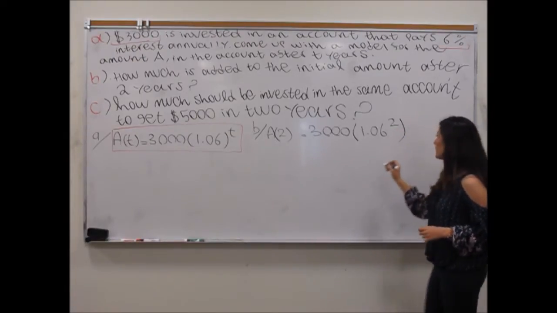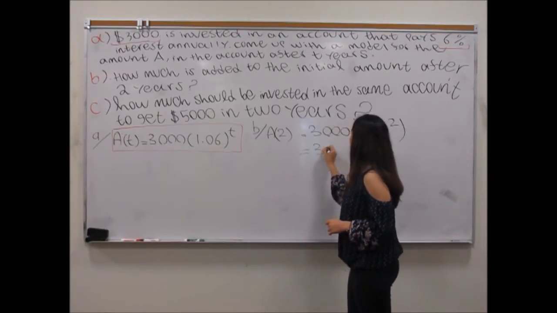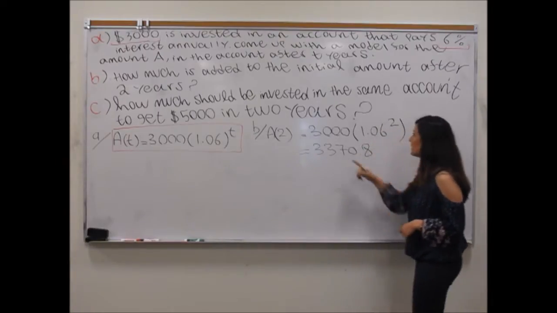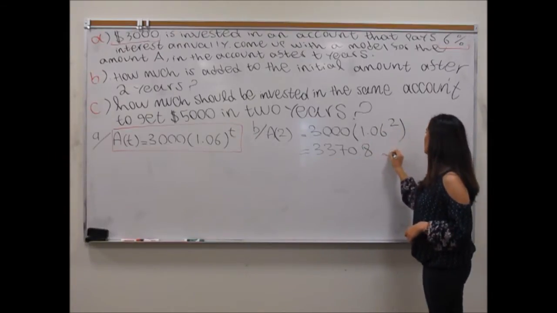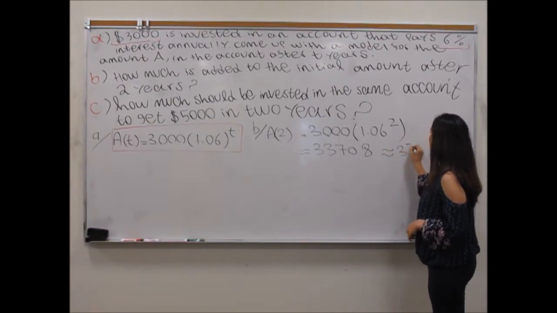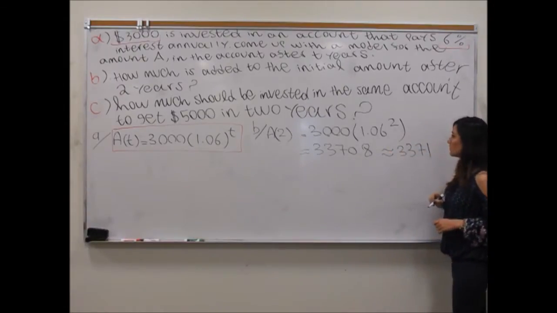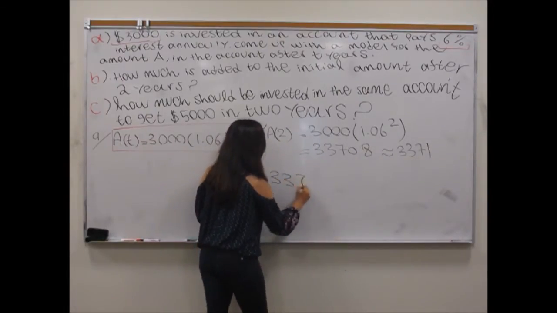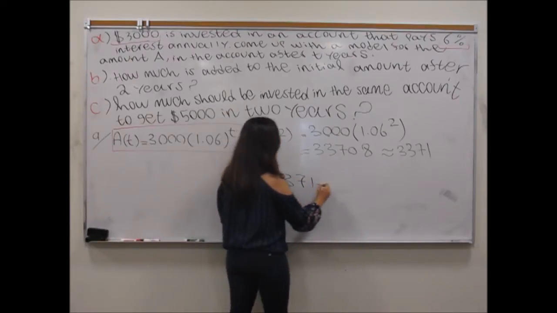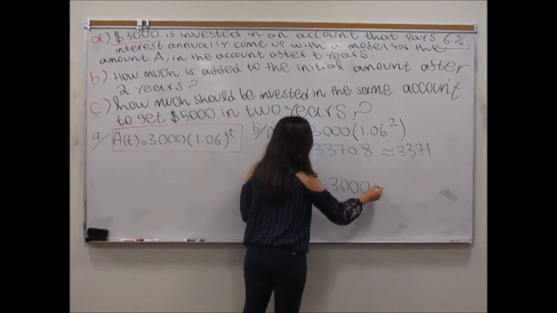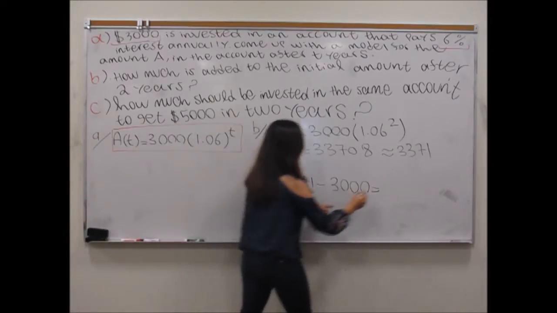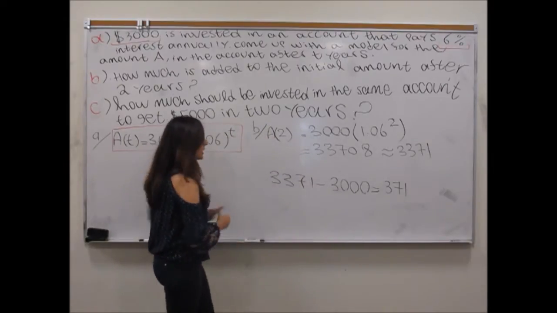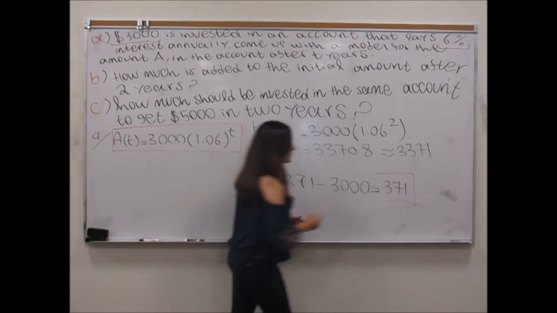And if you do that on your calculator, you're going to get 3370.88, and then if you round this to the nearest dollar, it would be 3371. So how much is added to our account? So this is the final amount that we have after 2 years, and how much we had at the beginning was 3,000. So if we subtract this, we're going to get $371 after 2 years is added to our account. So this is it for part B.